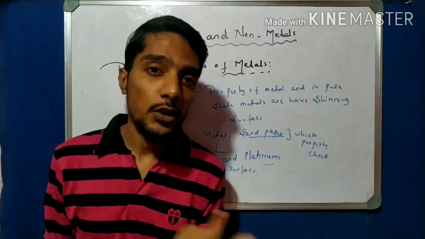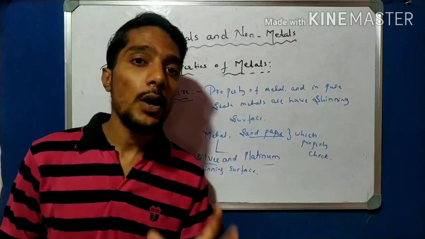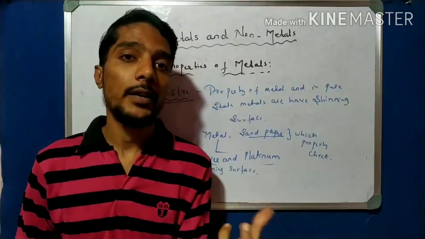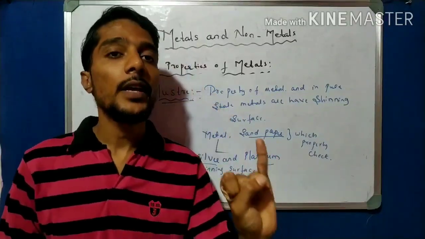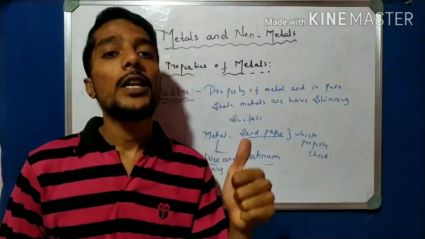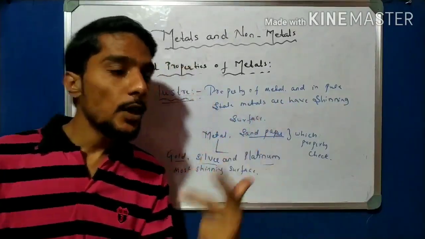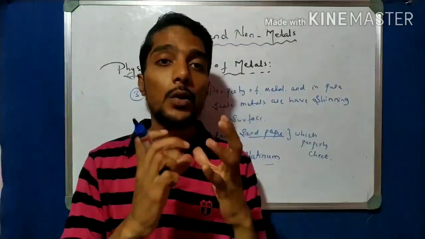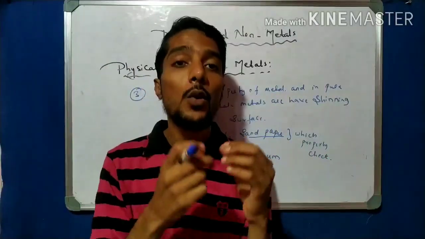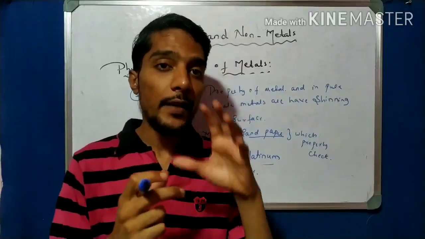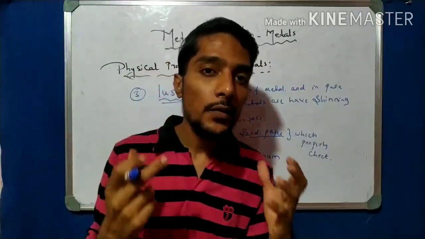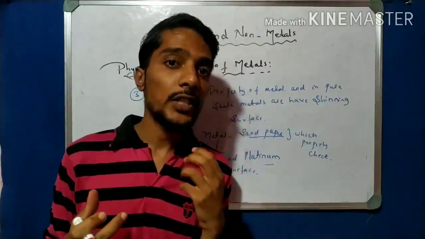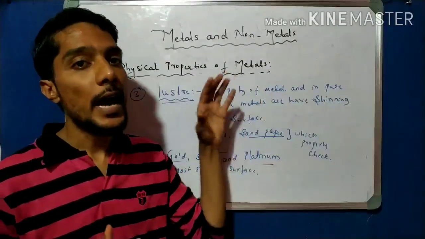So again the question is added: why is gold used as an ornament, for making ornaments? One reason is because of the malleability, one is because of the ductility, and one is because of the luster, the shining. We observe gold ornaments, a gold chain, it is shining in shape. Very attractive. Because of that we use gold. Very attractive, a very shining surface. That is also added in the answer.